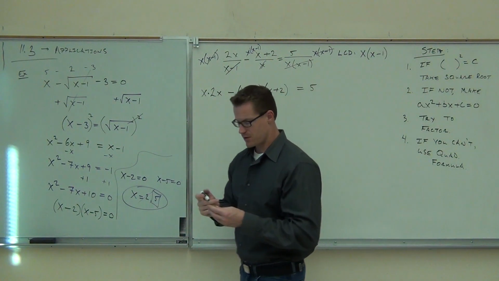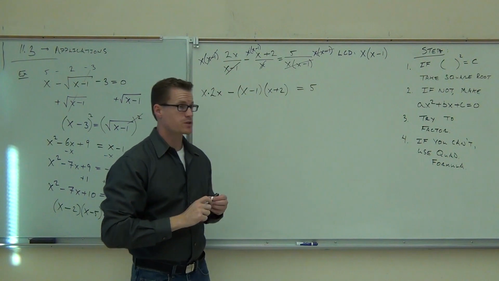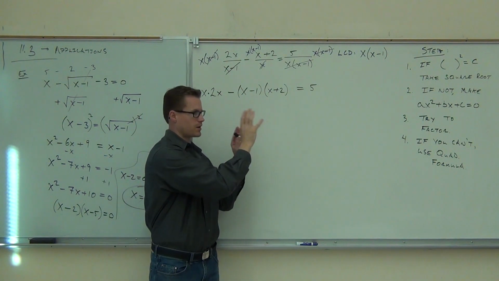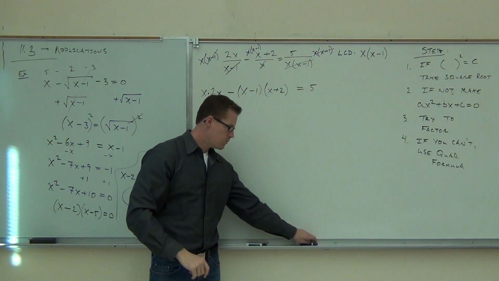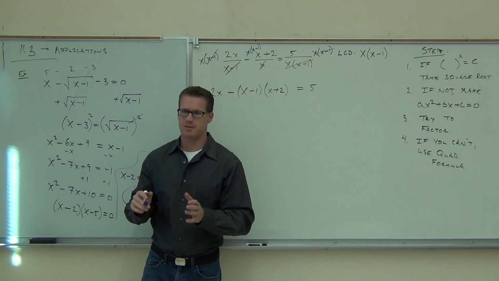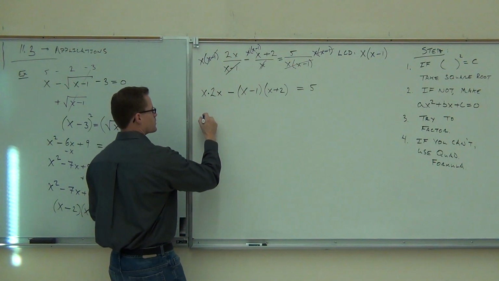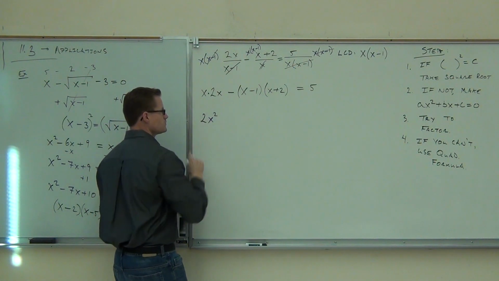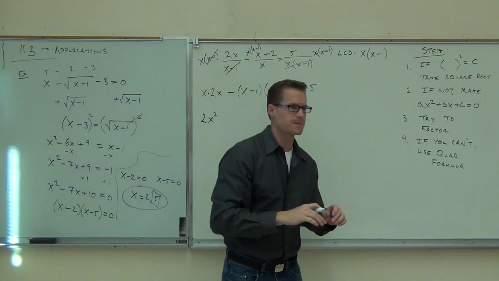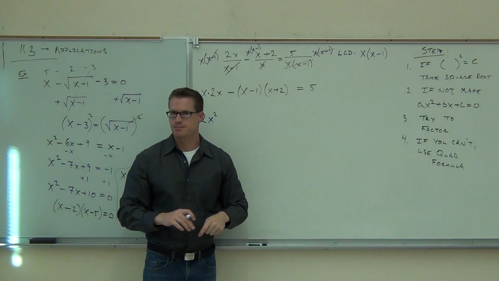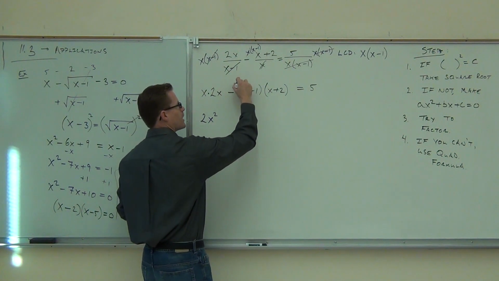Listen, if you're not really watching here, this is one of those things where you're going to make a mistake on a test. I'm going to give you one of these on a test, just like this. Everyone's going to be getting 2x squared. That's not the problem. But I need you to really trust me on this. You're going to want to put a bracket around this.